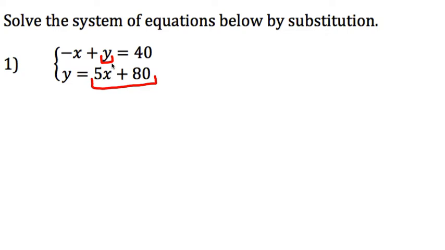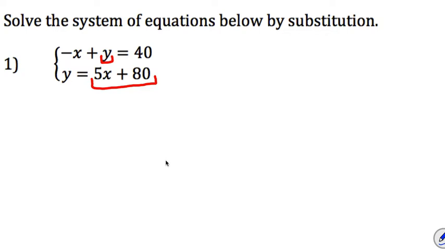Now you might be saying, well, why am I doing this? What's the purpose in this? Well, you can't solve an equation that has two variables. So in order for us to solve this equation, we need to get down to one variable. So we do that by substituting this in for y, and then we're left with just x's.